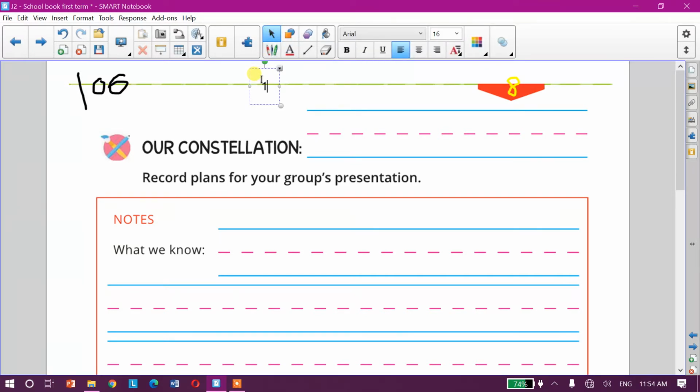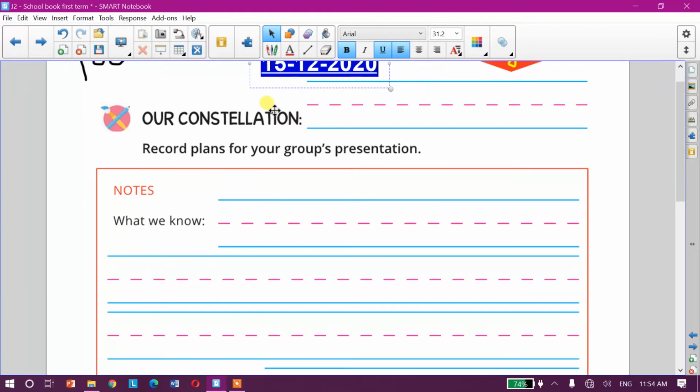Please write the date of today: 15 December 2020. Write the date of today, please, on your student book page.